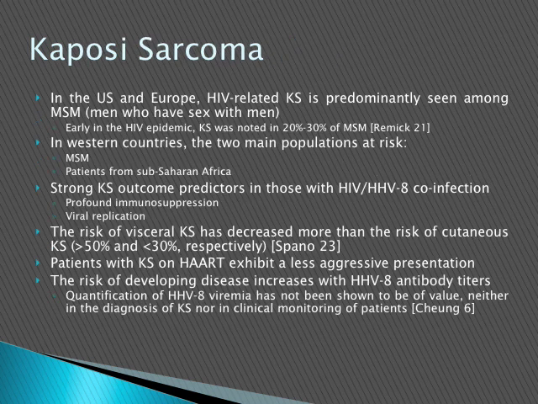In the US and Europe, HIV-related KS is predominantly seen in men who have sex with men. In early HIV studies, KS was noted in 20 to 30% of the MSM population. The two main populations at risk, we know, are MSM as well as patients from sub-Saharan Africa. And strong outcome predictors, again, we're dealing with immunosuppression and viral replication. The risk of visceral KS has decreased more than the risk of cutaneous, so we'll see cutaneous more now. Patients with KS on HAART exhibit a less aggressive presentation.